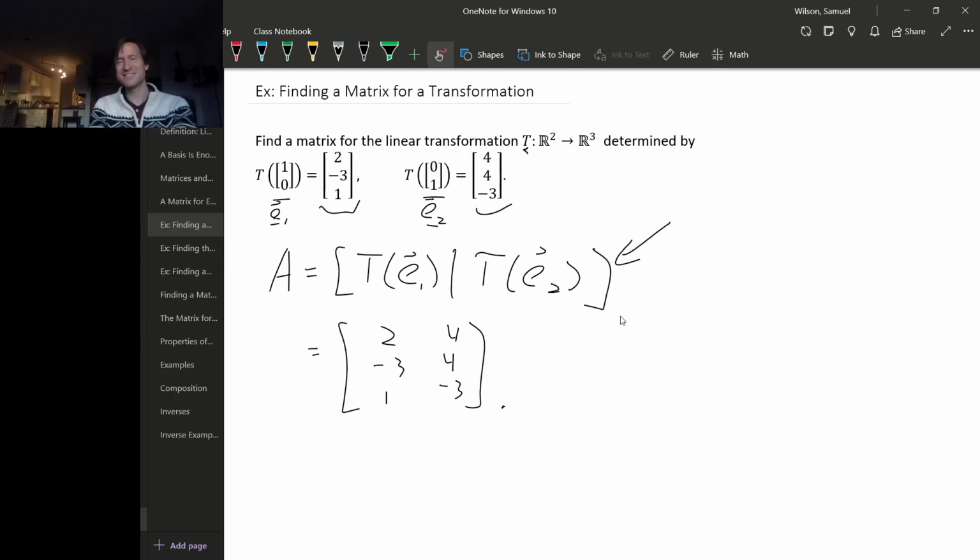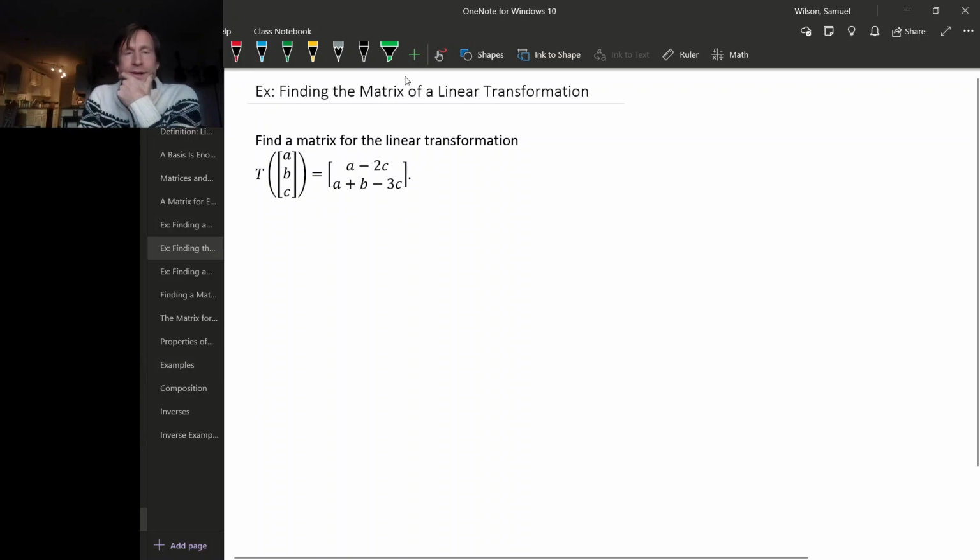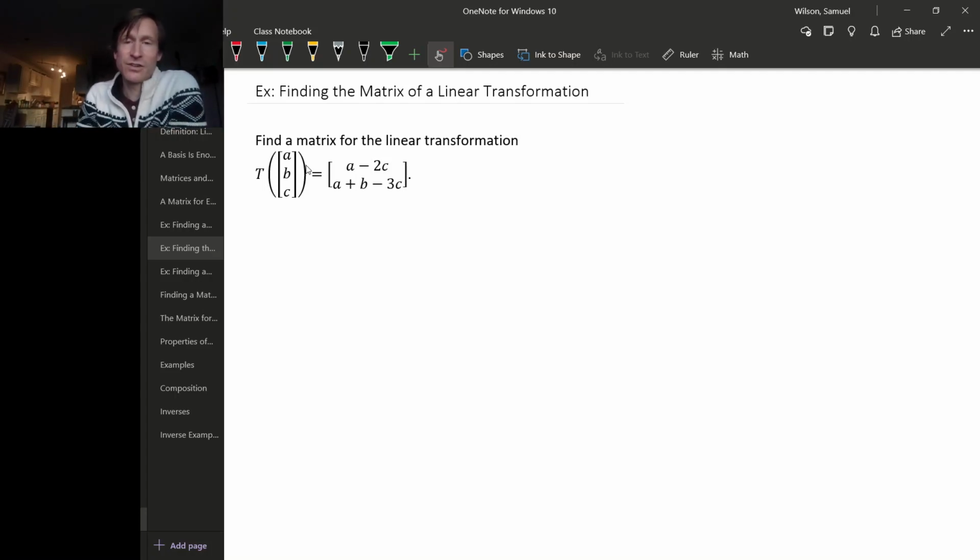So you can see that this way of generating a matrix for a linear transformation is actually pretty straightforward if what you know about the linear transformation is what it does to a standard basis. Let's look at one more example. Let's find a matrix for this linear transformation. There are a couple ways to go about this. We know that if we can figure out what this linear transformation does to a basis, then we can just throw all those vectors into a matrix as columns.